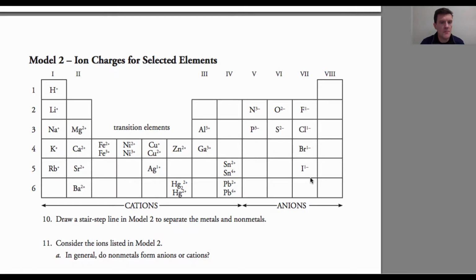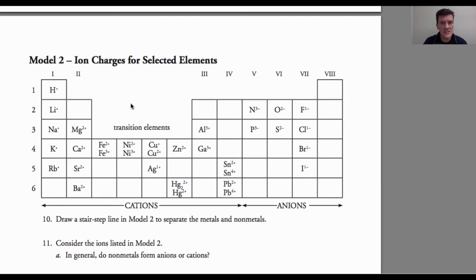If we look now at Model 2, this is an abbreviated periodic table. It's not showing all of your elements. It is just showing certain groups. But it's enough for us to draw some conclusions.